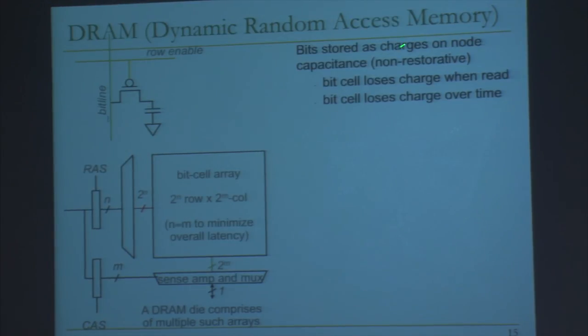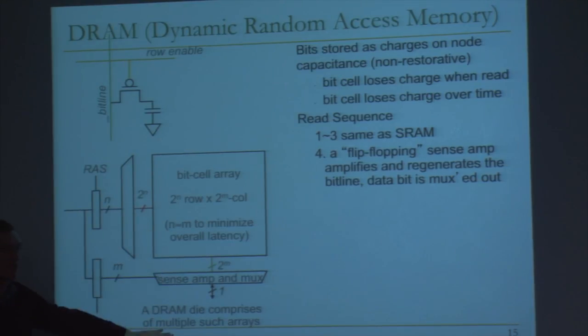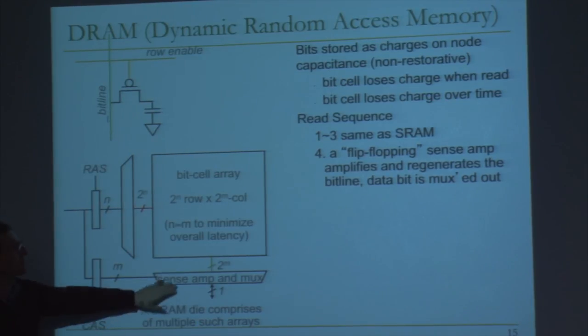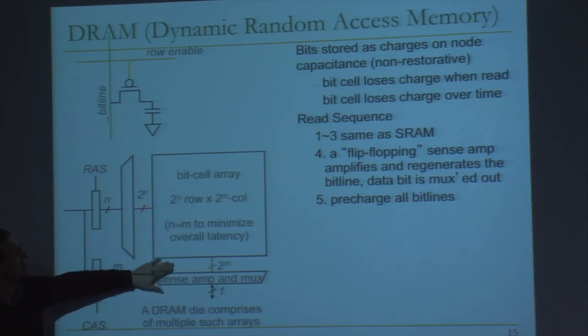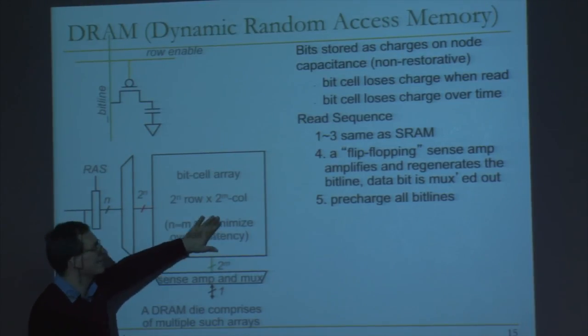Well, I already told some of this, actually. Bit cell loses charge when it's read, and bit cell loses charge over time. Read sequence is very similar to SRAM. Basically, you need to decode the address, drive the word lines, and then they drive the bit lines, and then you do sense amplification. Sense amplifier is different. Basically, a sense amplifier looks like a flip-flop in DRAM. It's connected to the bit line, and that flip-flop, or cross-coupled inverter, actually amplifies the charge in the bit line. It actually refreshes the cell as well. Once you amplify the charge, the bit line becomes VDD or zero, and that drives the cell. This is how a refresh happens. We'll talk about that in more detail later on.